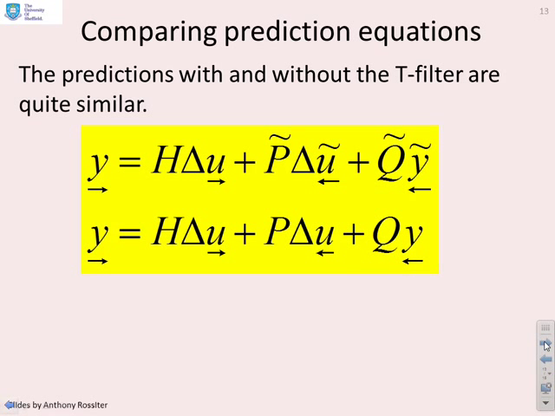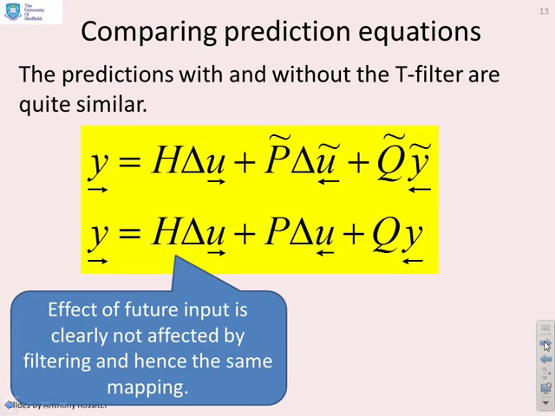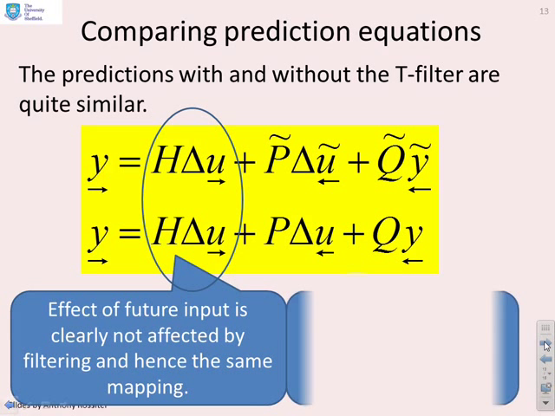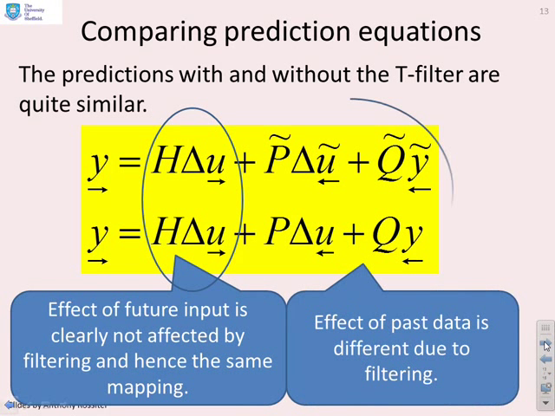Now, if you want to compare the predictions with and without the T-filter, you'll notice the future bit is the same, which is exactly what you expect. The effect of the future input is clearly not affected by filtering, and you should get the same mapping. However, what about the mapping of the past data? What you'll notice is that, instead of P delta u past plus Q y past, you've got P tilde delta u tilde past plus Q tilde y tilde past. So you've changed the mapping of the past into the future.